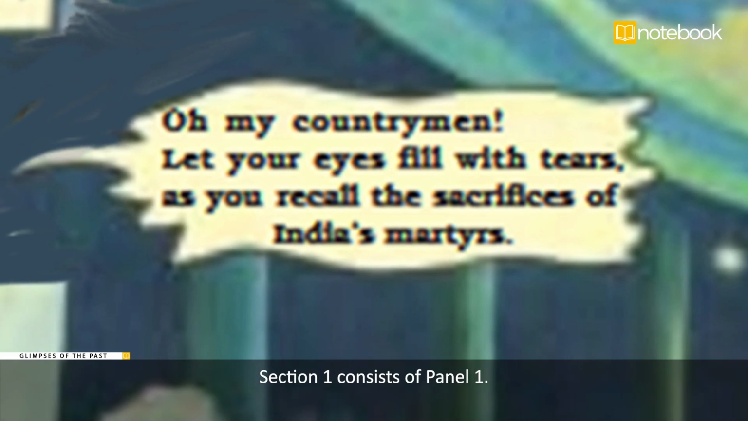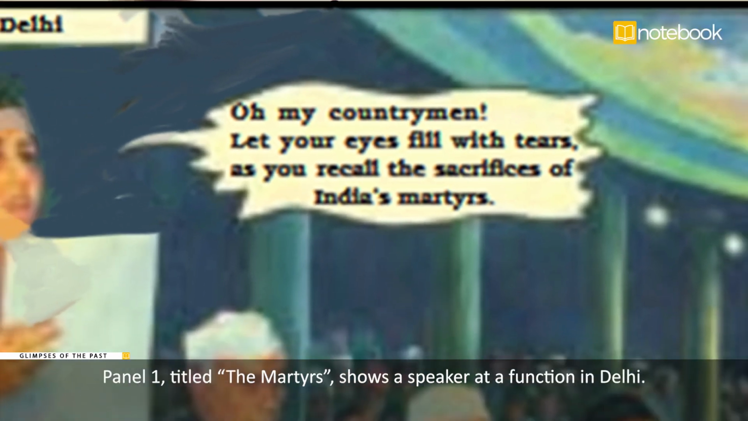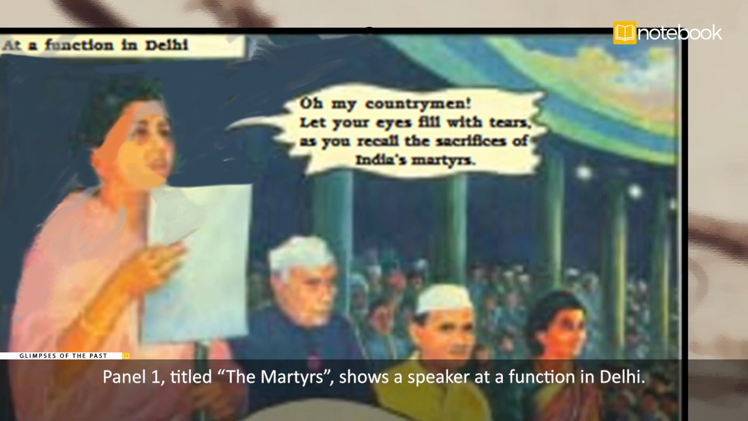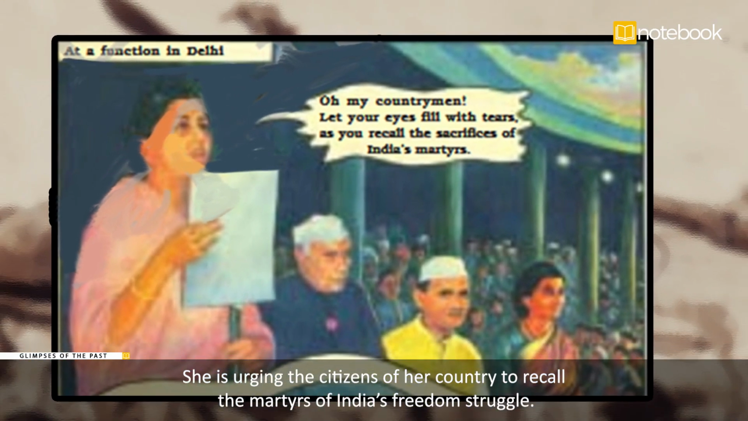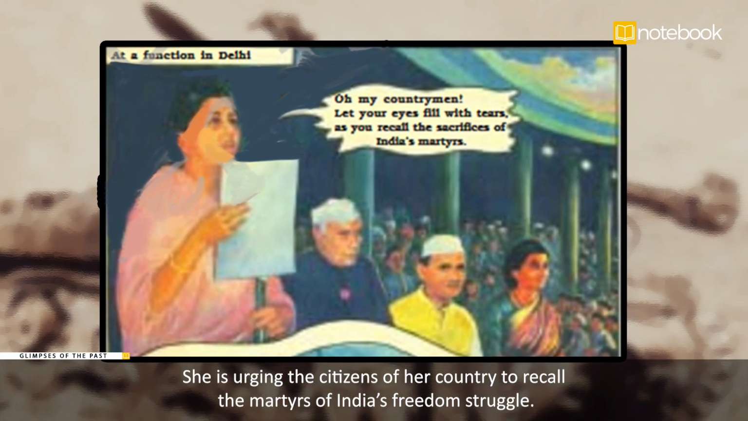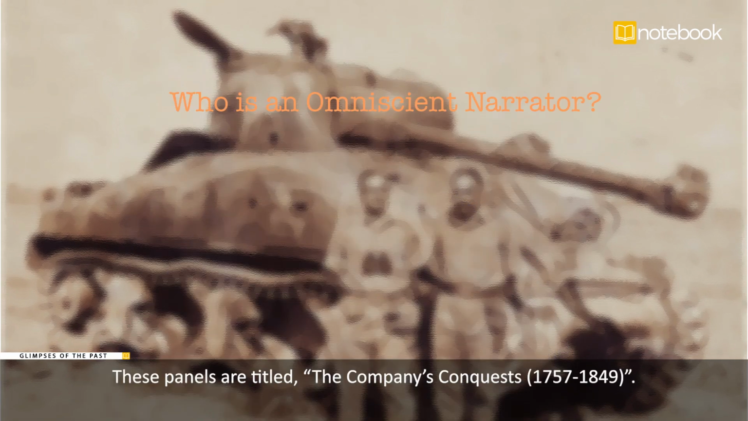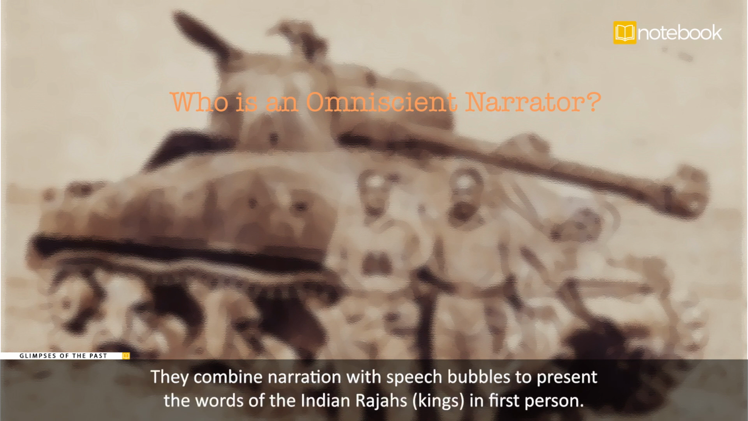Section 1 consists of Panel 1. Panel 1, titled The Martyrs, shows a speaker at a function in Delhi. She is urging the citizens of a country to recall the martyrs of India's freedom struggle. Section 2 consists of panels 2 to 7. These panels are titled The Company's Conquest 1757 to 1849. They combine narration with speech bubbles to present the words of the Indian Rajas, kings, in first person.